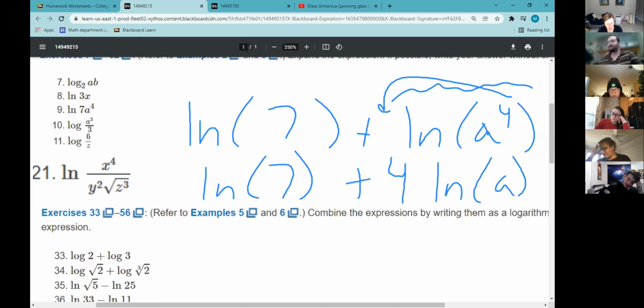So the property is to move it down in front, right? Yeah, for ln 7. So we get something like the natural log of 7 plus 4 times the natural log of a. And that is fully expanded, right? I'm not going to get anything else out of ln of 7, or out of 4 ln of a. We have ln and basically one number.